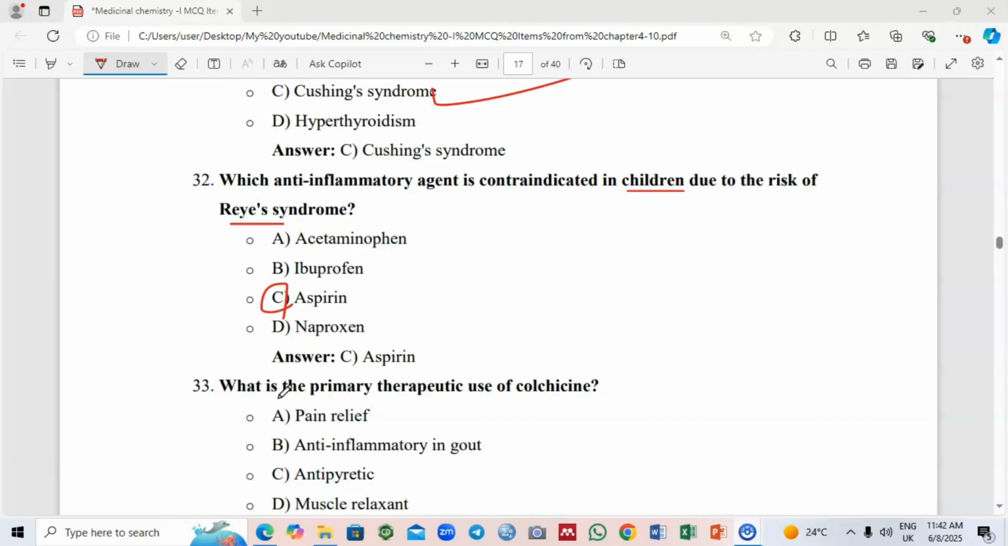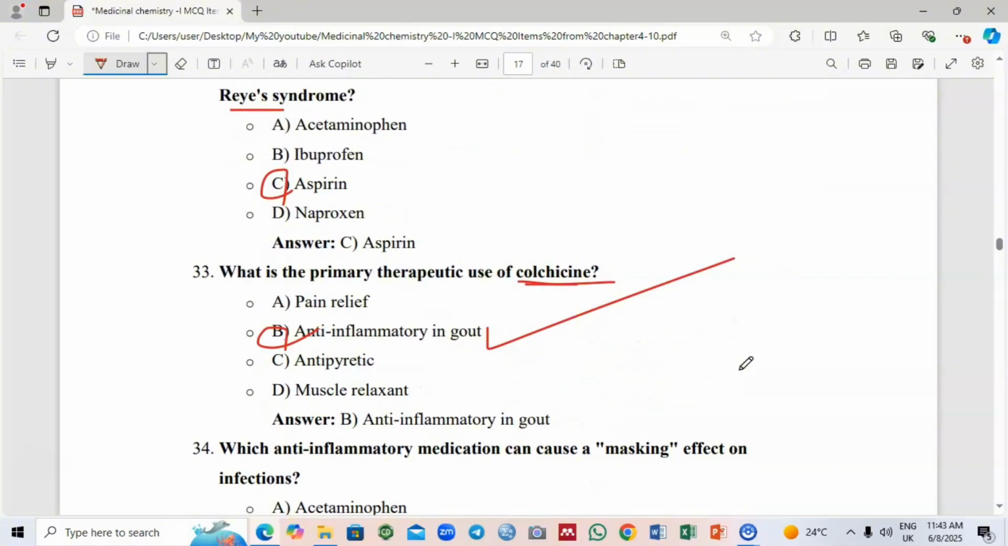Question number 33. What is the primary therapeutic use of colchicine? A. Pain relief. B. Anti-inflammatory in gout. C. Antipyretic. D. Muscle relaxant. So as you all know, colchicine is a medication primarily used to treat gout and other inflammatory conditions, and it is classified as an alkaloid derived from the autumn crocus, Colchicum autumnale, the plant name, and mainly used for reduction of gout. Therefore, B, anti-inflammatory in gout, is the correct answer.